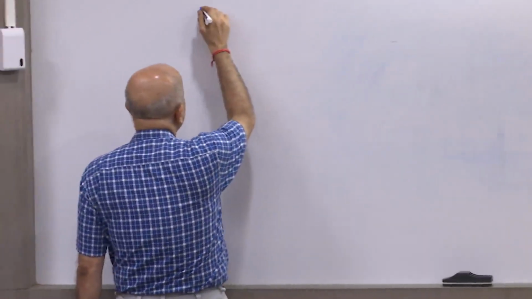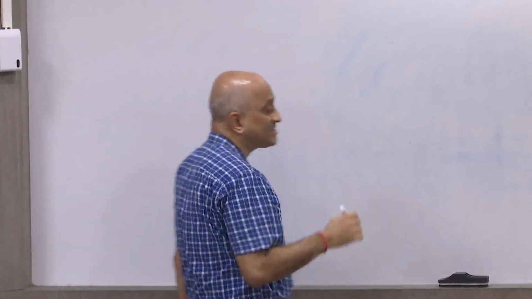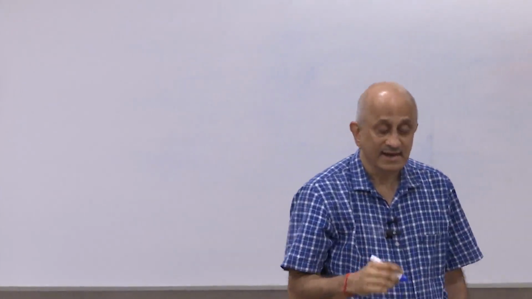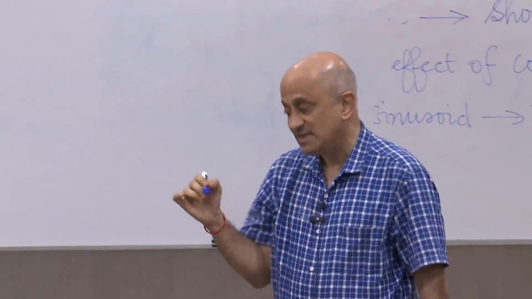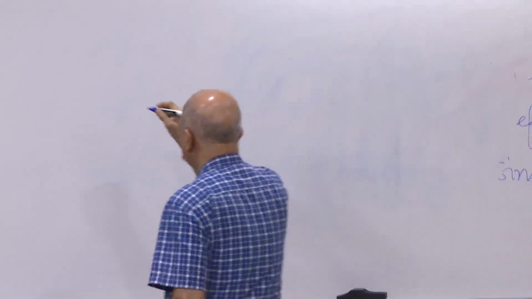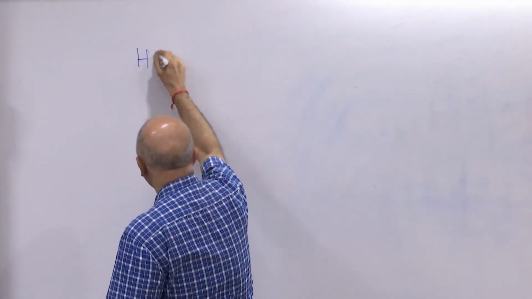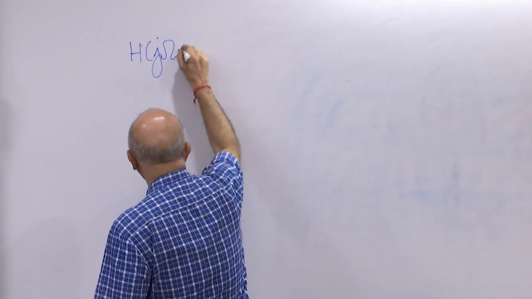You see, let's take the Fourier transform and let's look at it from a slightly different perspective. We said, yes, of course, that the Fourier transform H(jω) of the impulse response is the dot product.